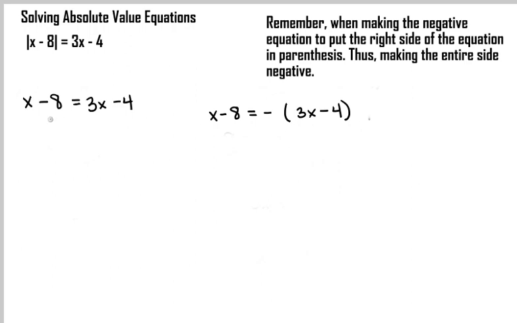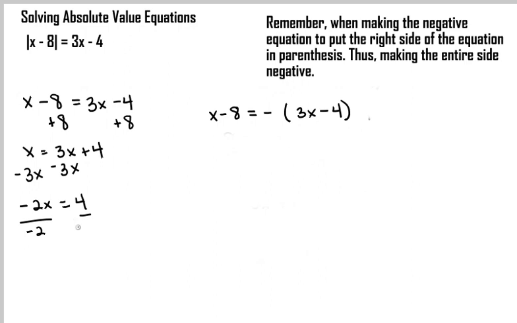Let's solve the positive equation first. We add 8 to both sides, and we get x equals 3x plus 4. We subtract 3x from both sides of the equation, and we get negative 2x equals 4. We divide both sides by negative 2, and we get our answer, x equals negative 2.